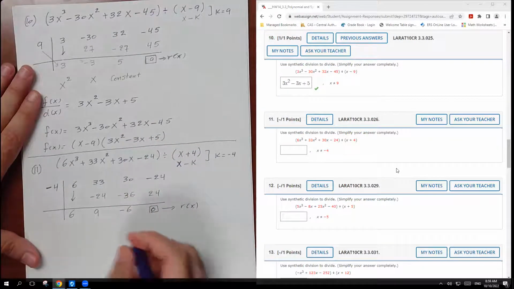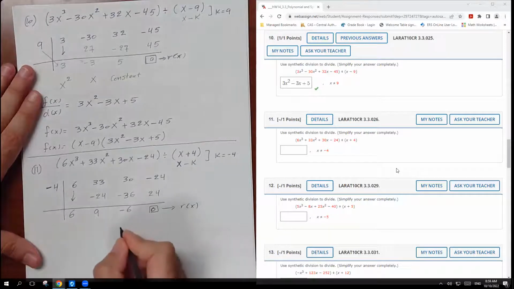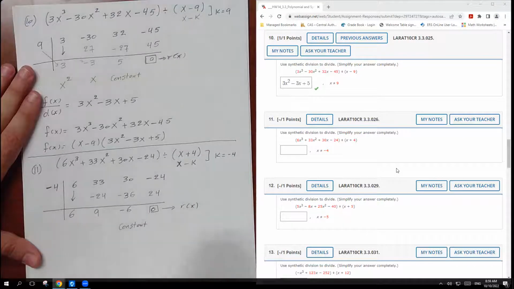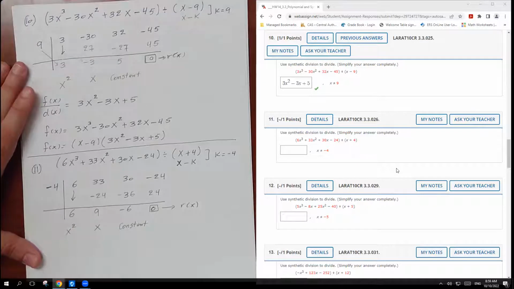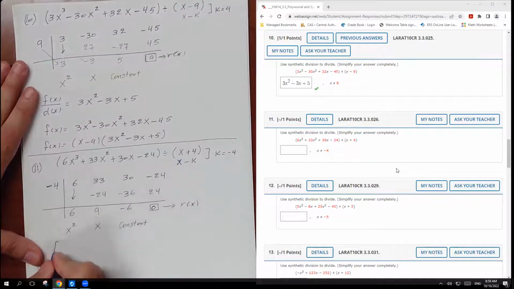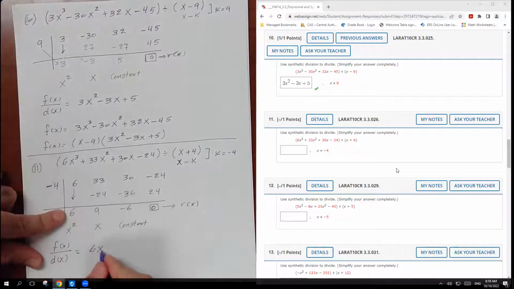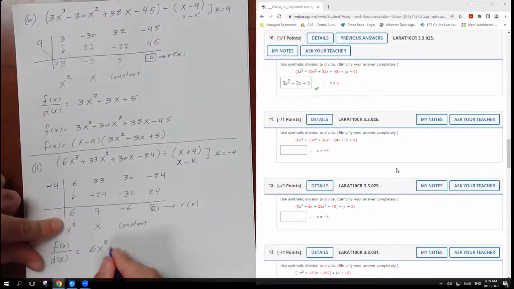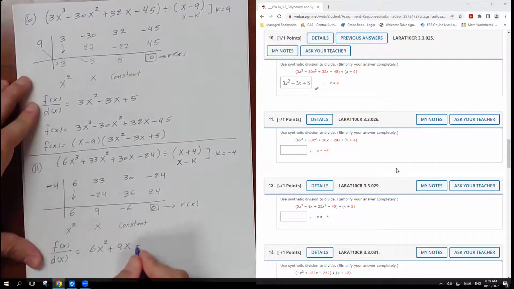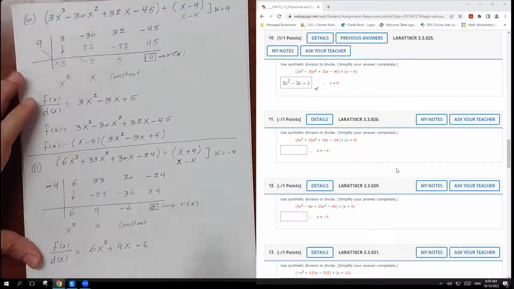This first number here is the constant. I'm going to keep that in mind. And this is for x, and this one for x squared. That means f of x divided by d of x is going to be equal to, with these coefficients, 6x squared plus 9x minus 6, and the remainder is 0. That's it.